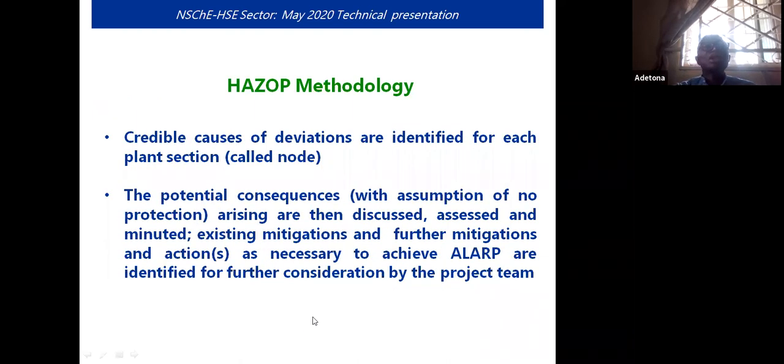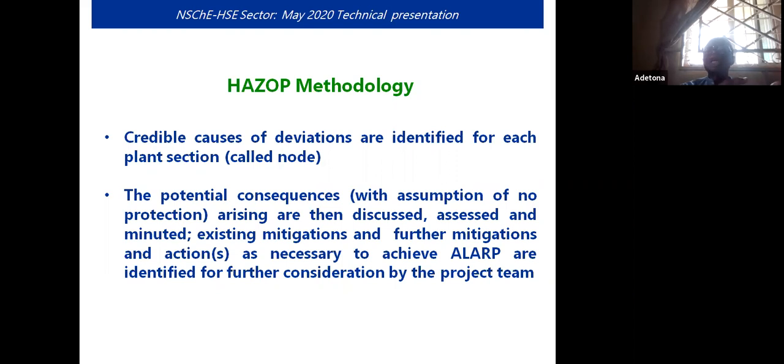And next, you go to the credible causes of the deviation. For example, what will make you have an increase in pressure? You brainstorm, document it down. After that, what will be the potential causes of this deviation, with the assumption that there is no protection? Normally, you design with protection. But during Hazop, in order to look at the consequences, you assume no protection. So what will make you have a sudden increase in flow or sudden reduction in flow without consideration of protection? So when you look at the potential causes, that is documented.